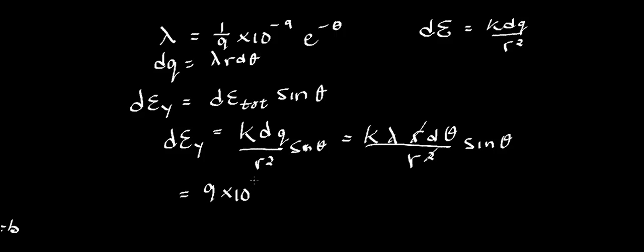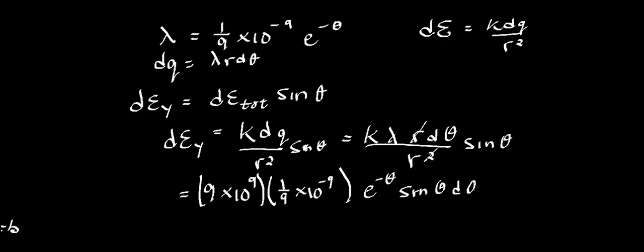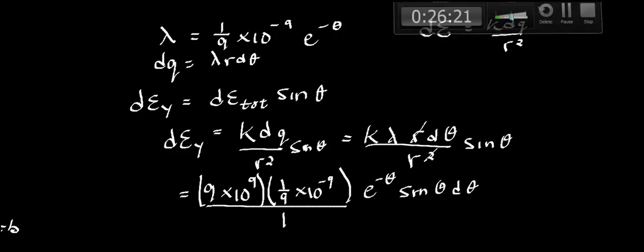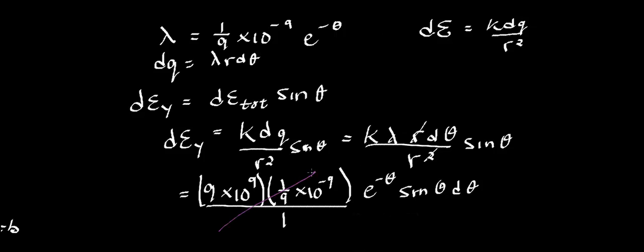K is 9 times 10 to the 9th newton meters squared per coulomb squared. Lambda is 1/9 times 10 to the minus 9th, and we have this times e to the minus theta. This will be multiplied times sine of theta d theta, and then you have an r on the bottom, but we said r was 1 meter. So all this business that's right here cancels to 1. 10 to the 9th times 10 to the minus 9th is 1. 9 divided by 9 is 1.